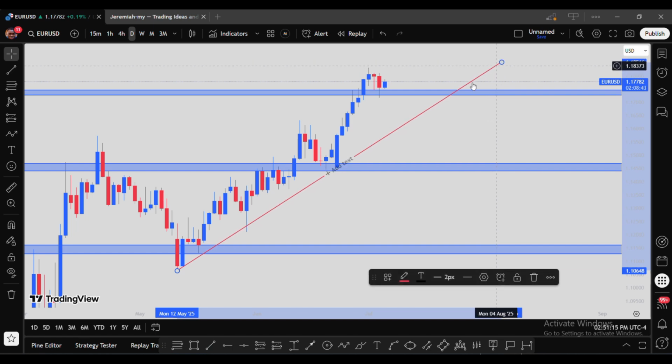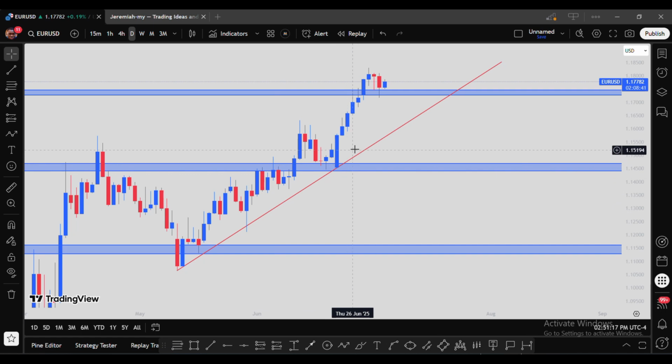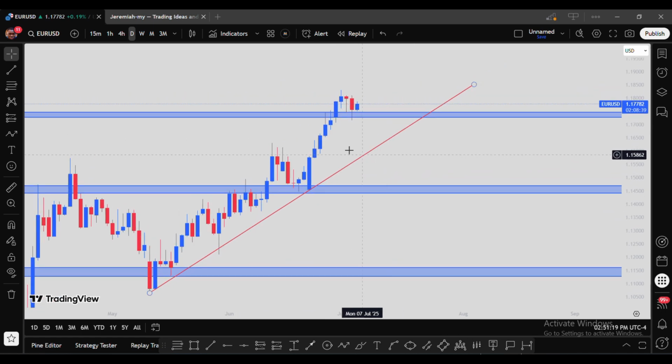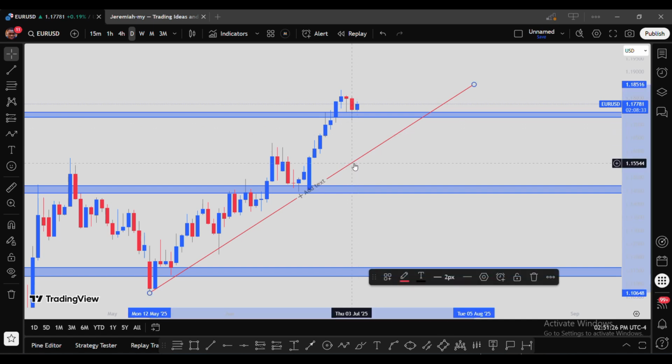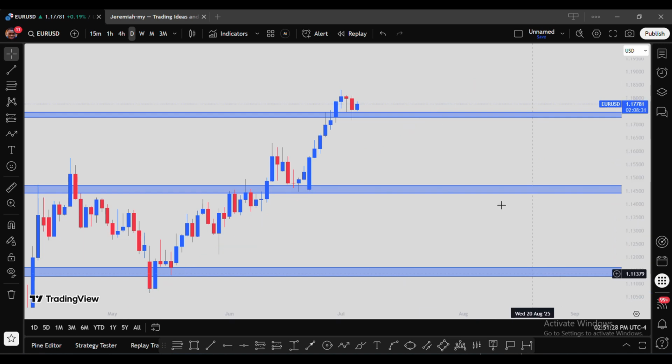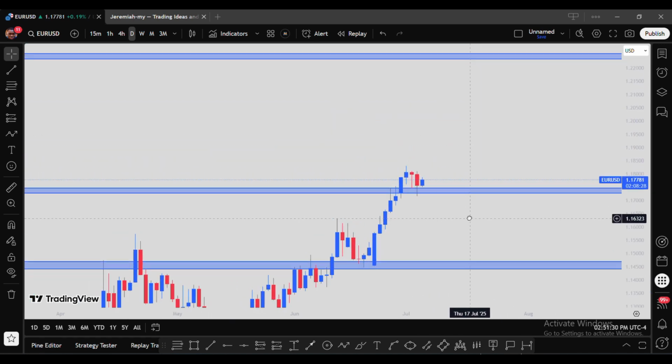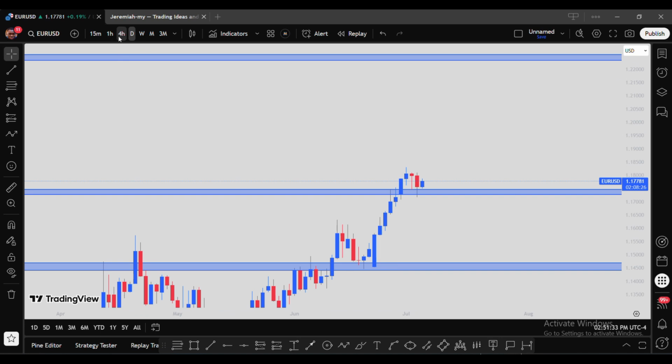So after we have a break of this trend line, I might be looking to get into a sell trade if price broke below this level. But if that level does not hold on the US dollar, if price continues moving back to the downside, then this break and retest is going to be valid.